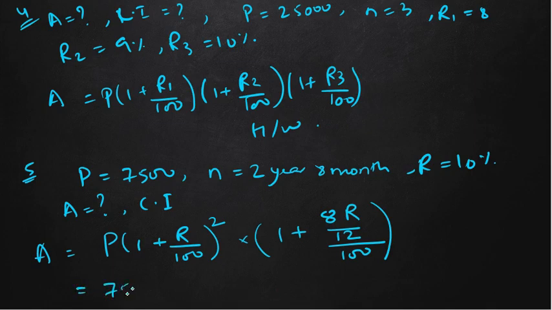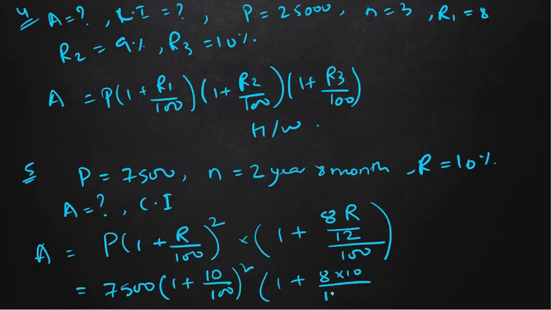So principal is 7,500. 1 plus R, R will be 10, 10 by 100, whole square, into 1 plus 8R, so we can cancel this, 8 into 10 by 12 into 100.